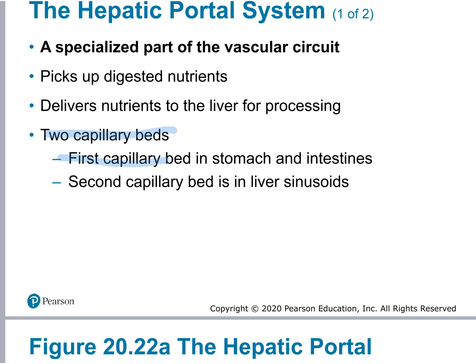The first capillary bed is from the digestive organs, from the stomach and the intestines. And then the second capillary bed is going to be in the liver. The liver processes the nutrients coming from the stomach and intestines. It takes the amino acids and it makes proteins. It takes glucose and it stores it as glycogen. And it takes fat and it stores it as triglycerides.